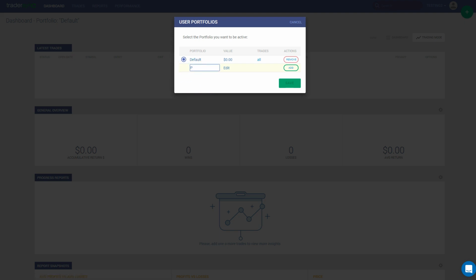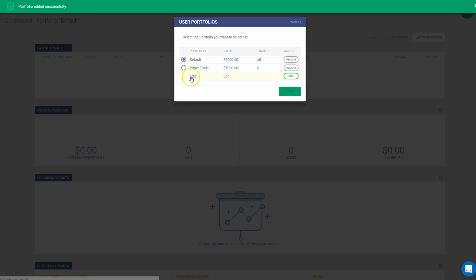I'm going to add my paper trade portfolio, and I'm going to assign it a value. This value will represent how much money I started this account with. Let's say $5,000. Okay, there I have added just one portfolio.